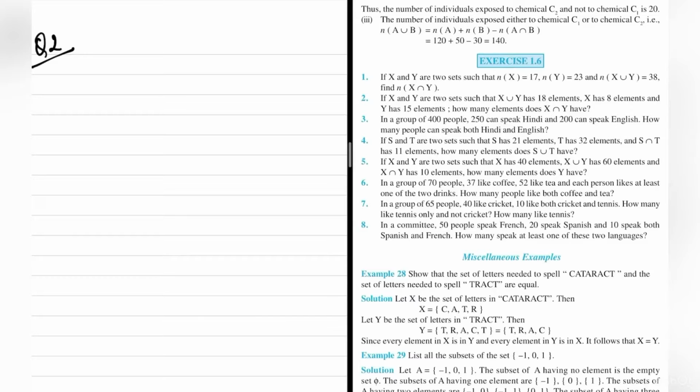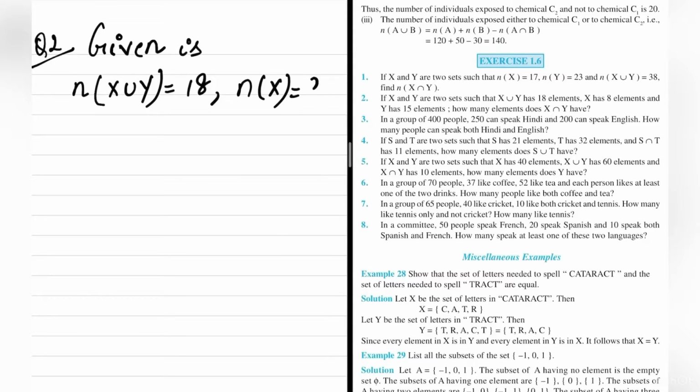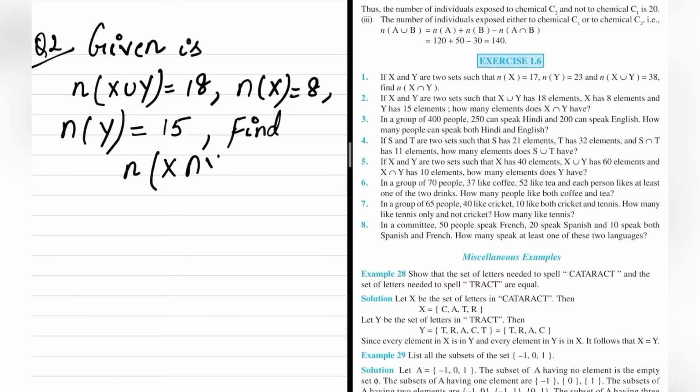Okay. So question number 2. If x and y are two sets such that x union y has 18 elements, x has 8 elements and y has 15 elements, how many elements does x intersection y have? So again the same type of question. Given is n of x union y is equal to 18, n of x is 8, n of y is equal to 15, and you have to find the number of elements in the intersection.